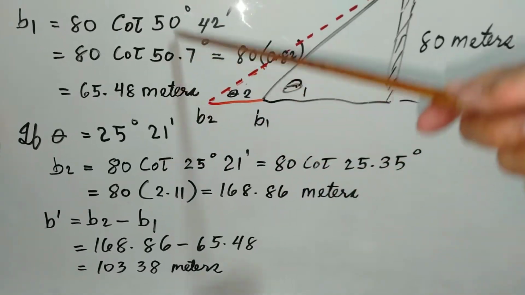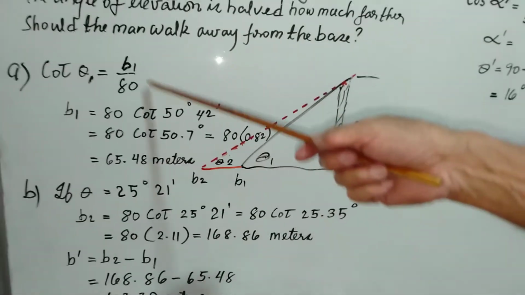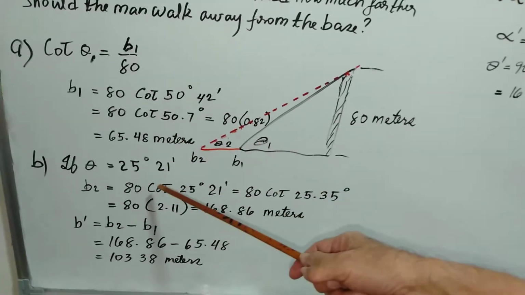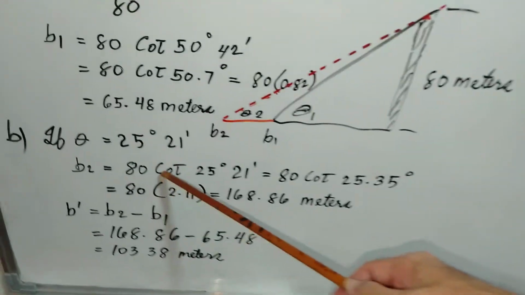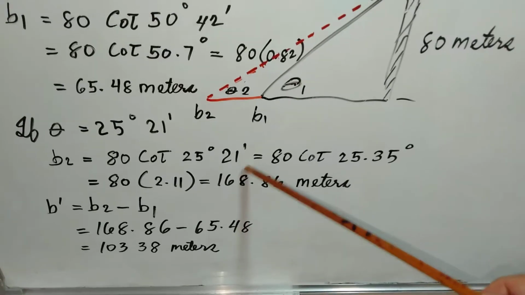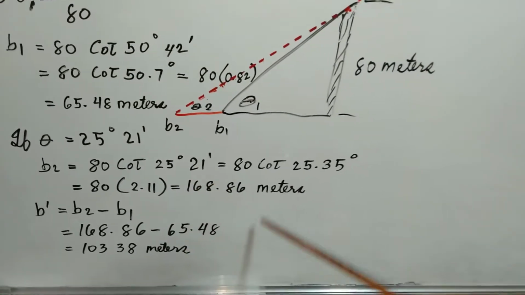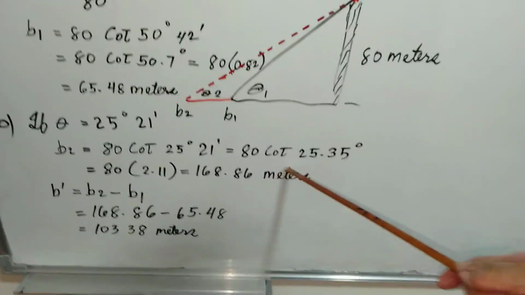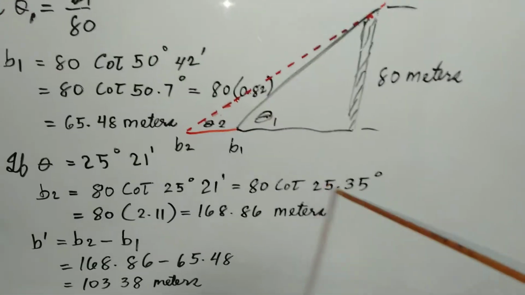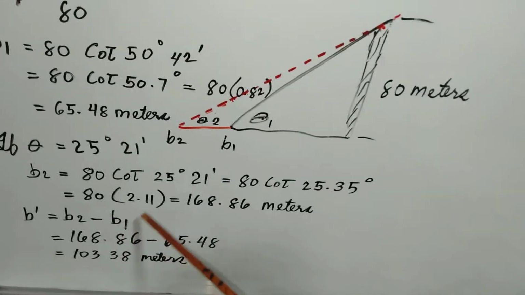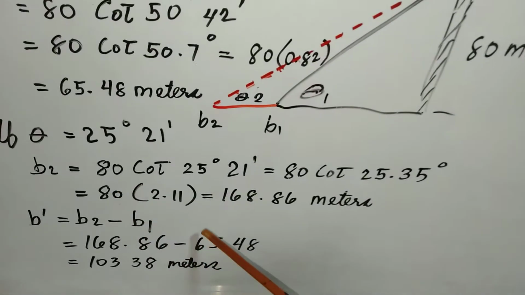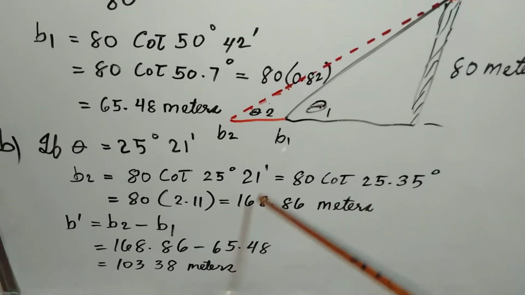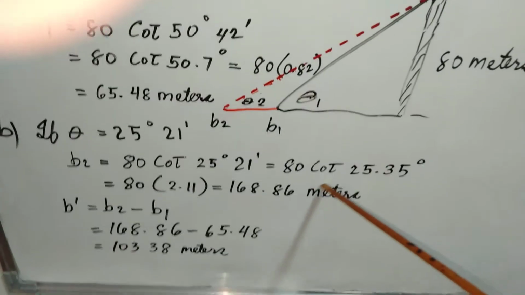We're going to use a similar approach. Cotangent of theta 2 is B2 over 80. So B2 is equal to 80 times cotangent 25 degrees 21 minutes. This 25 degrees 21 minutes is equal to 25.35 degrees. So we multiply 80 by cotangent 25.35, which is 2.11, times 80, which is 168.86 meters.